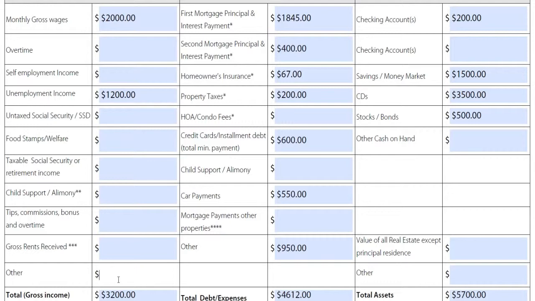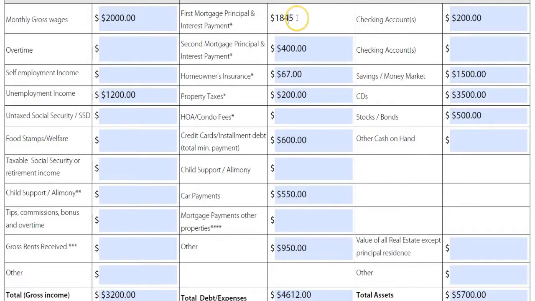Now, a question that I get a lot is, well, I receive child support, but I don't count that towards the household income. That's okay. You don't have to actually claim that child support that you receive in this household income. Then you go ahead and total your gross income. And remember, this is before taxes.